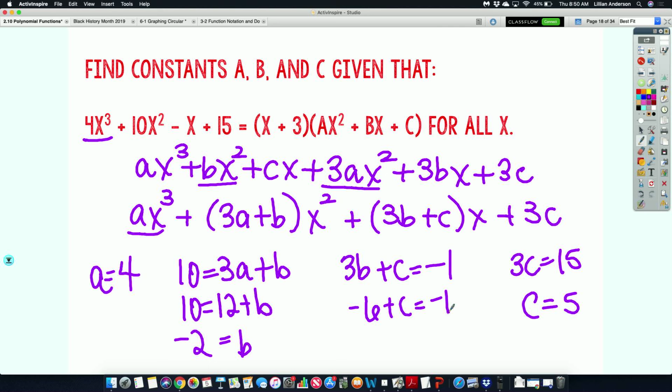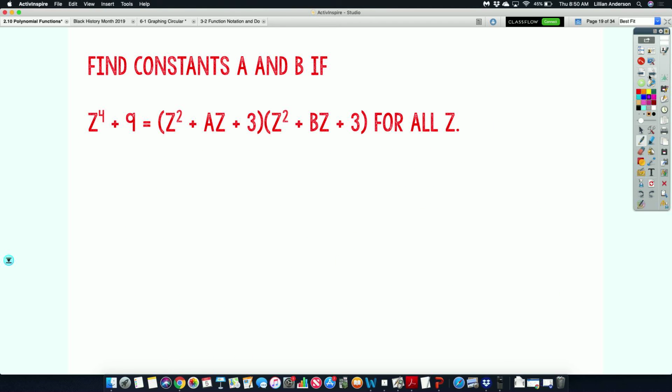But what about this type of problem? I have a feeling we're not going to be able to do this one with synthetic. Are you going to be able to divide that using synthetic? No. That looks spooky. So that's why the other way that was done for the last example would be helpful. You're trying to find constants a and b if you know that z to the 4th plus 9 needs to equal this.